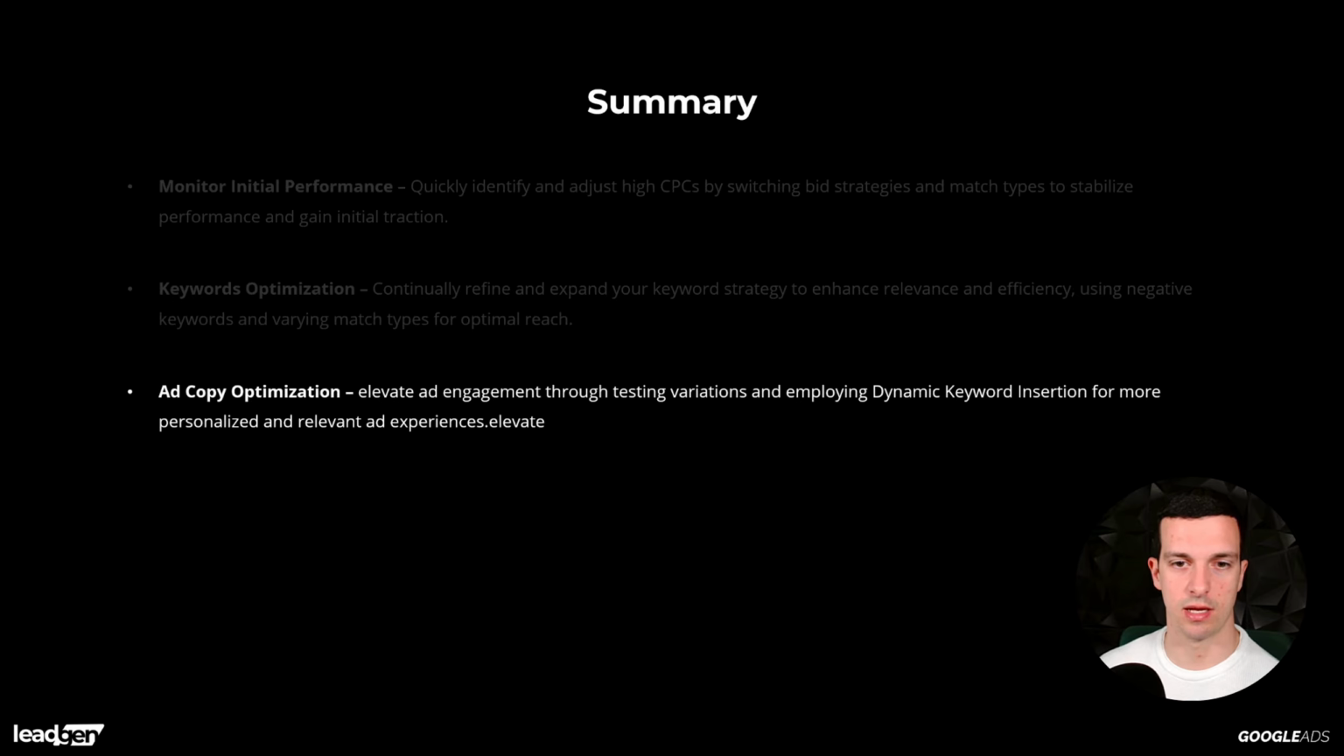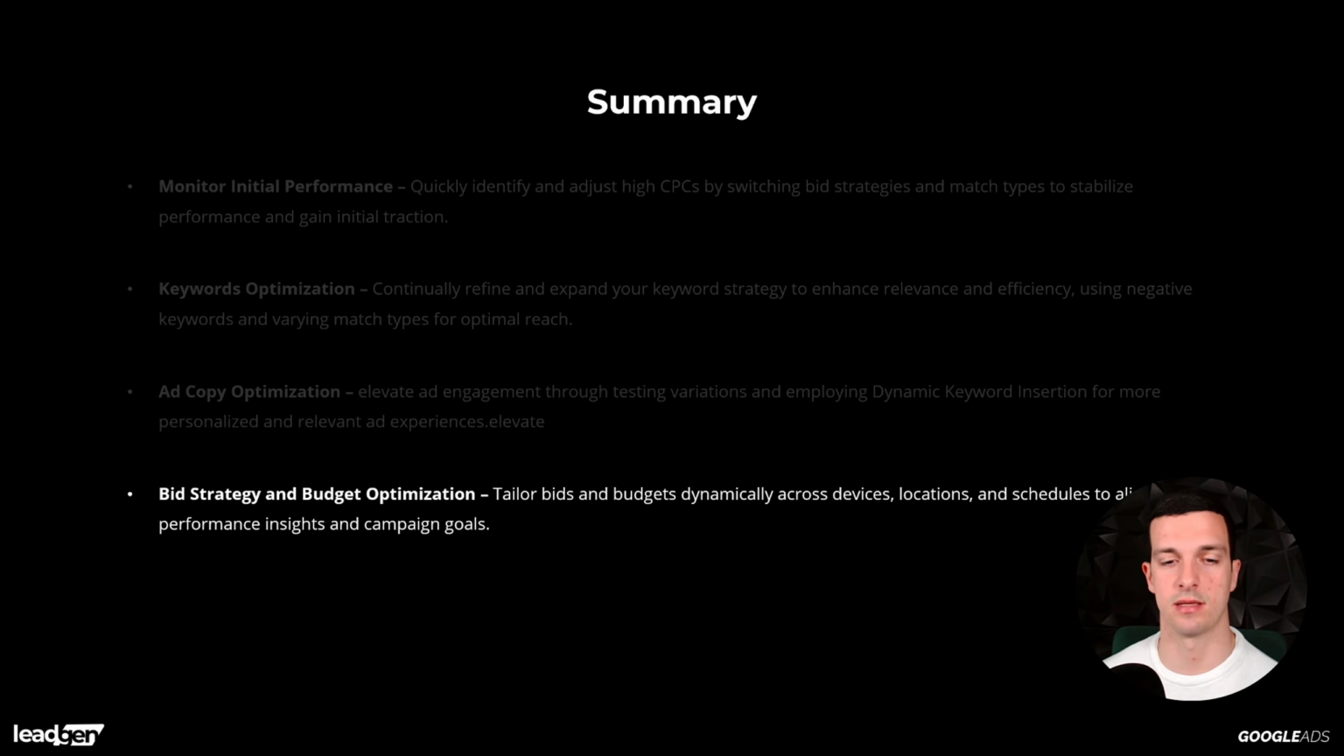Ad copy optimization: elevate ad engagement through testing various ads and employing dynamic keyword insertion for more personalized and relevant ad experience. Follow my process, duplicate your ads, have keyword insertion in there, and test out different headlines, different descriptions. But yeah, first focus on the headlines and try to optimize that, and additionally try to optimize it with the positioning, like what really goes on 1, on 2, on 3. And don't do this in your running ad. You always duplicate it, have a new one, and test out these things.